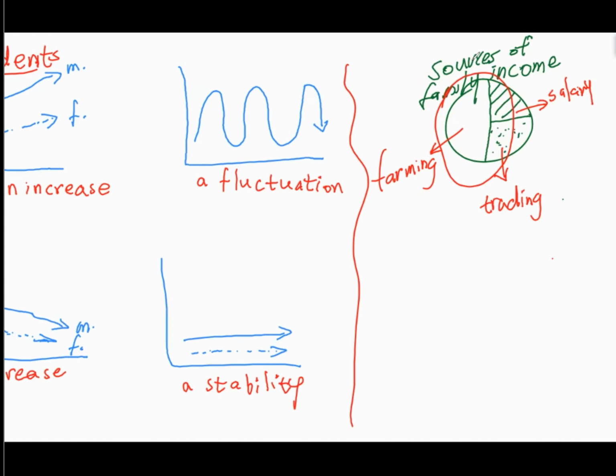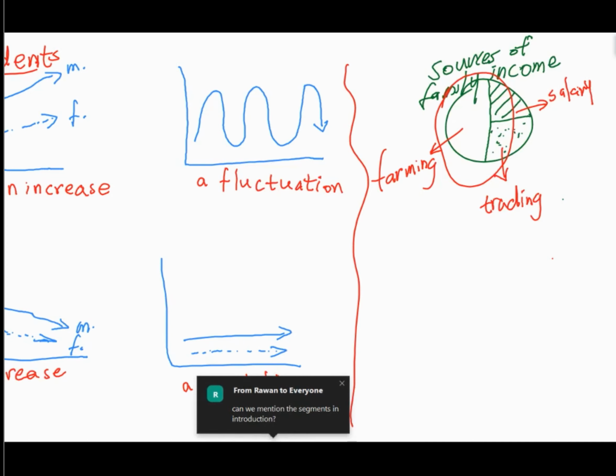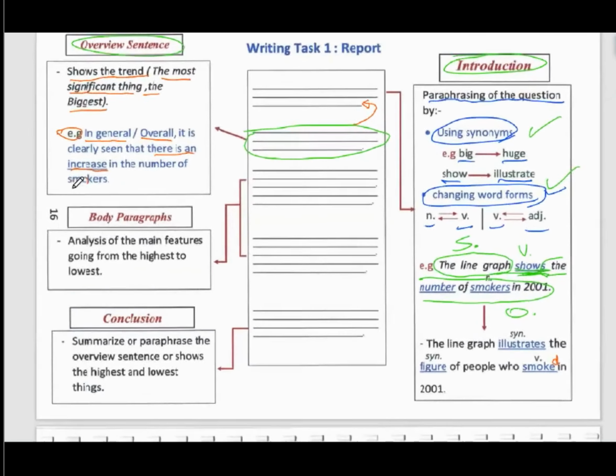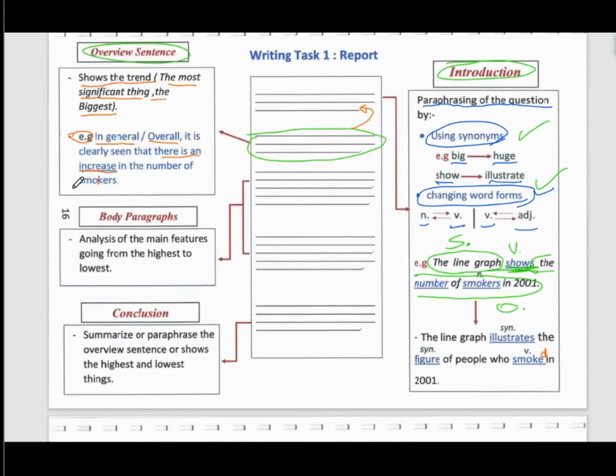So these are just examples of how to get the overview sentence. No, you should not mention any details, Rawan. Details will be only in the body when you analyze the data. No analysis is recommended in the introduction or overview sentence, unless they are general details, for example, like the year or the total, the average, for example. You got my point?